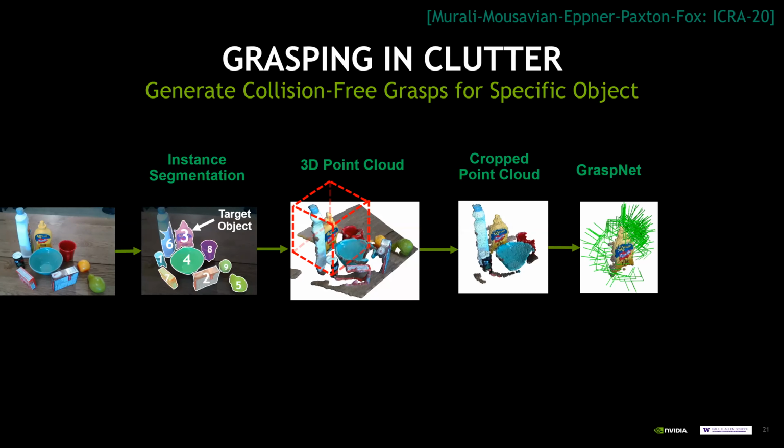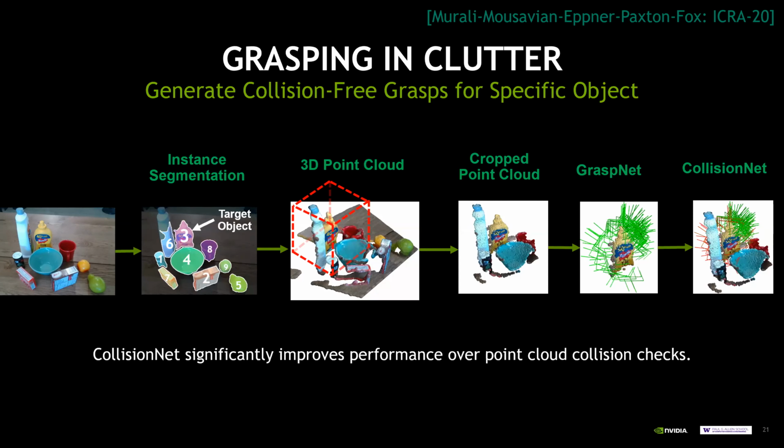bunch of different possible ways that I can grab it, but some of those are in collision. So let's train a model that'll be able to figure out which objects are in collision and which objects are blocking it, right? So this substantially improves the quality of the performance over just naively checking collisions with the point clouds in the scene.